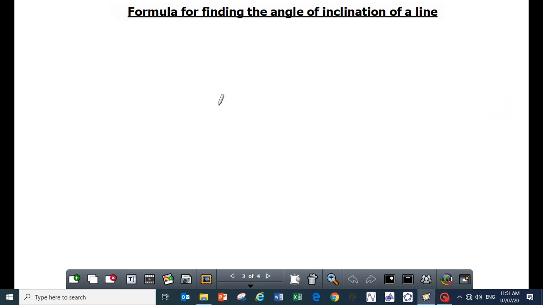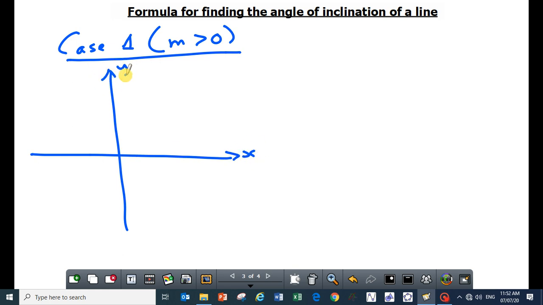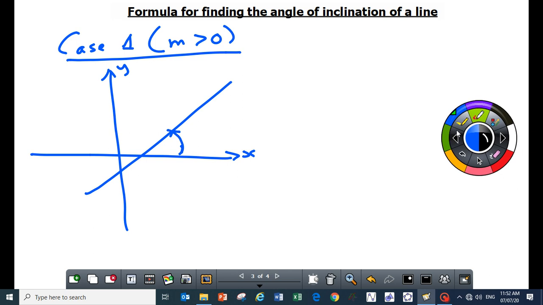Okay, so let's talk about case 1. The first case is when the gradient of the straight line is positive. In that case, it looks like this. If you draw the Cartesian plane like that, let's say we have that line there, and that angle is going to be angle theta. Let me label it in a different color.